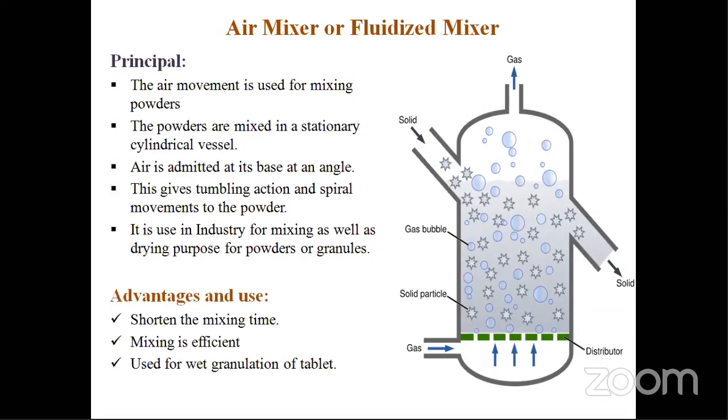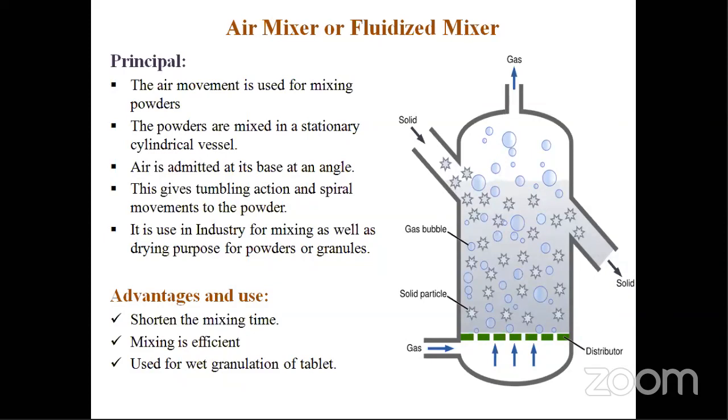At the bottom of the equipment, you can see a rigid layer. This rigid layer consists of pores, and these pores are connected with a gas inlet or air inlet, which is connected with a heater. It has some similarity with the drying process also. This is a two-in-one process. It is a mixing process as well as a product drying process.